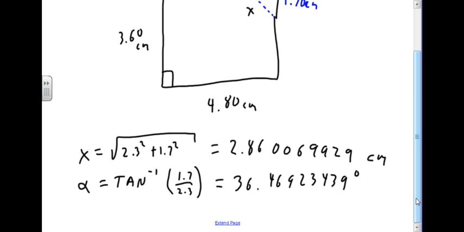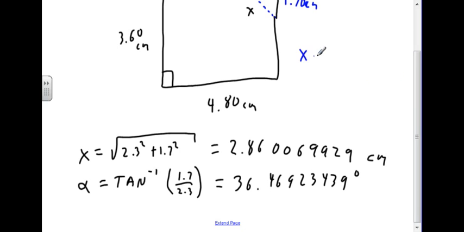Yeah, and the angle is 36.4692, blah, blah, blah. So I get the same thing. I did a rectangular to polar conversion, and my calculator does that without me having to worry about it. So I can do it using sines and cosines and tangents and square roots and everything else.